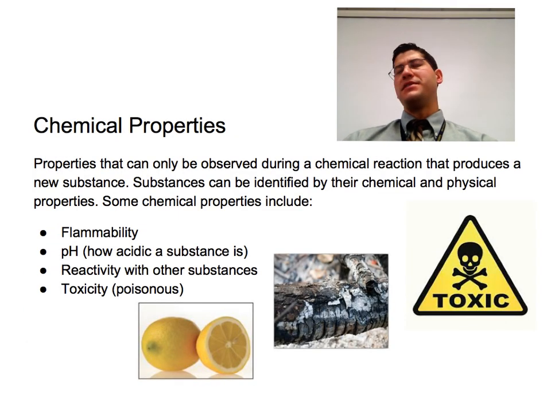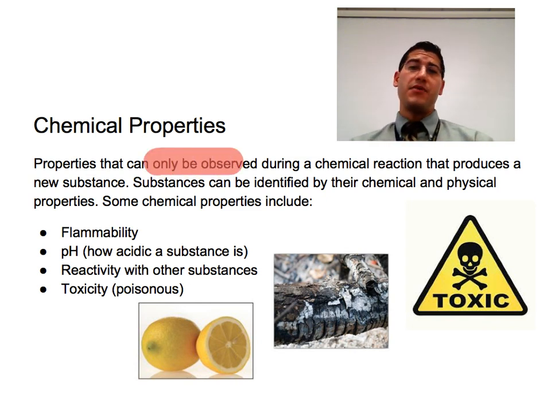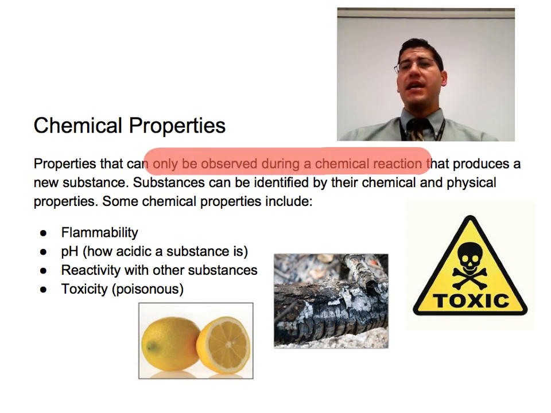A chemical property is very different than a physical property. You can't observe it just with your five senses. You can observe it only when the matter changes as the result of a chemical reaction. An example of a chemical property is flammability, or how easily a substance catches fire. That's something you can't figure out unless you try to set it on fire.